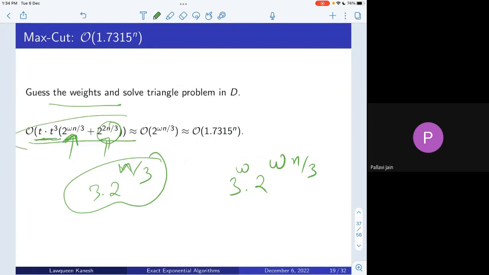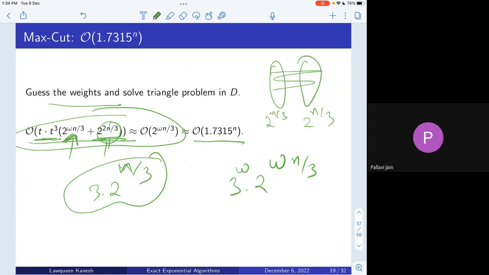And this complete equation gives us 1.7315 power n running time. Right, so this 2 power 2n by 3 is because when we are constructing the graph, we are adding all the possible edges between these 2 power n by 3 vertices, which is the multiplication of these. So 2 power 2n by 3 is coming from here.